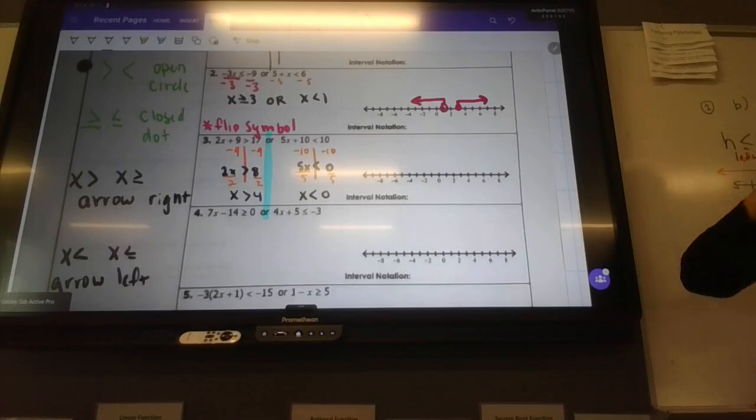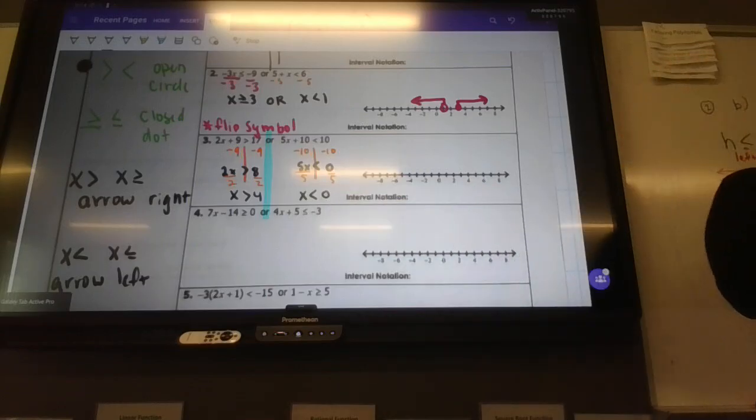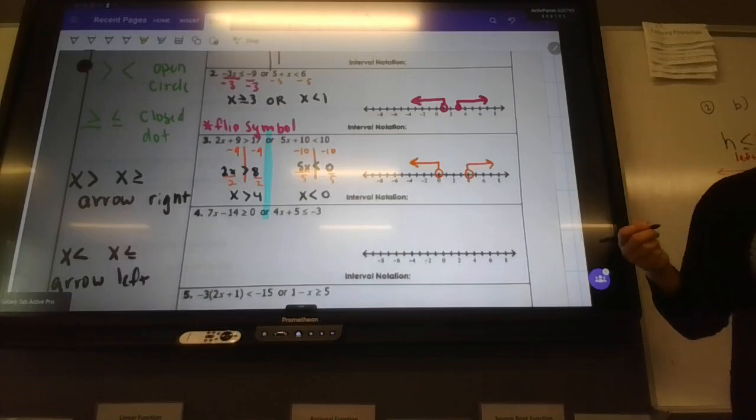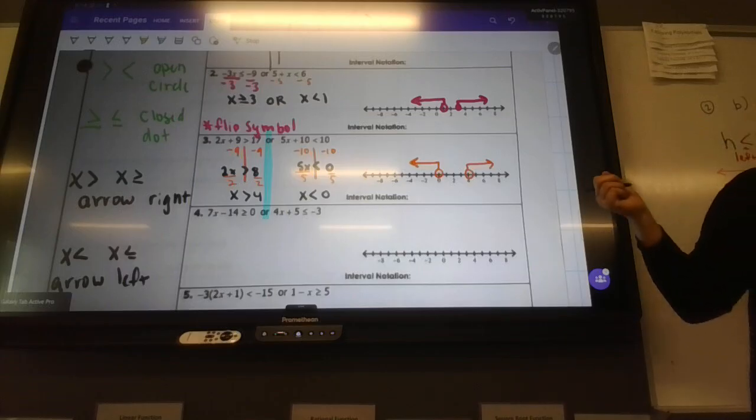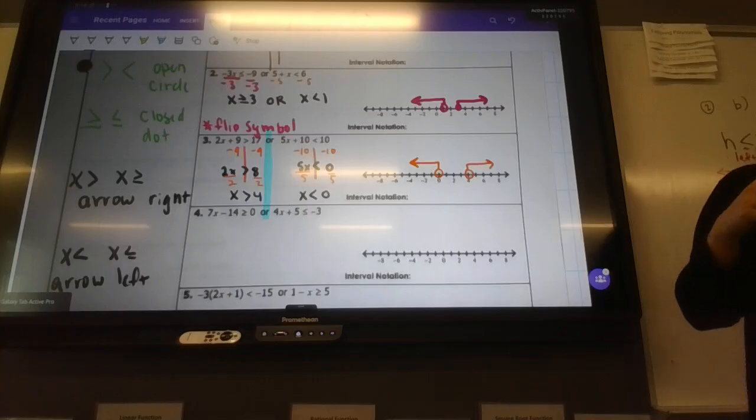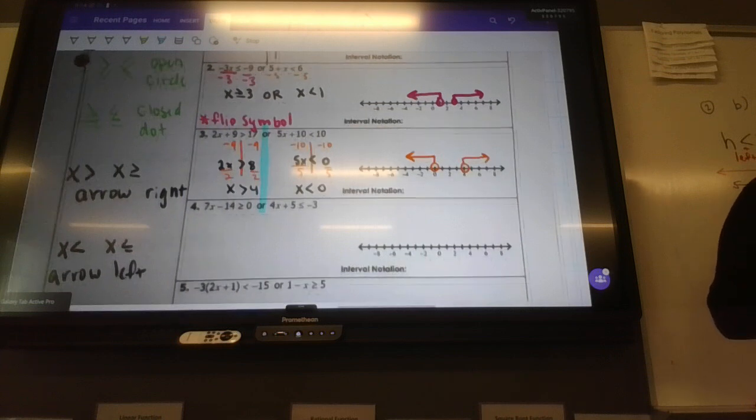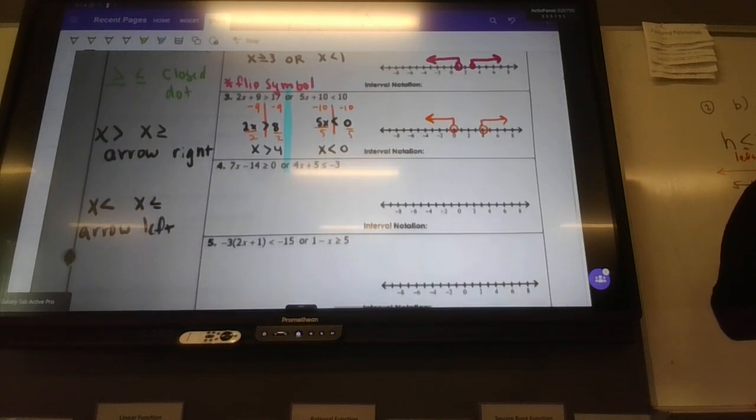Okay, so yeah, I end up with 0 divided by 5 is 0. So I'm going to have an arrow right for the 4, open circle, and an arrow left at the 0, open circle. How'd it go? Anybody get it right? Yeah. Couple people. Good. Next one.